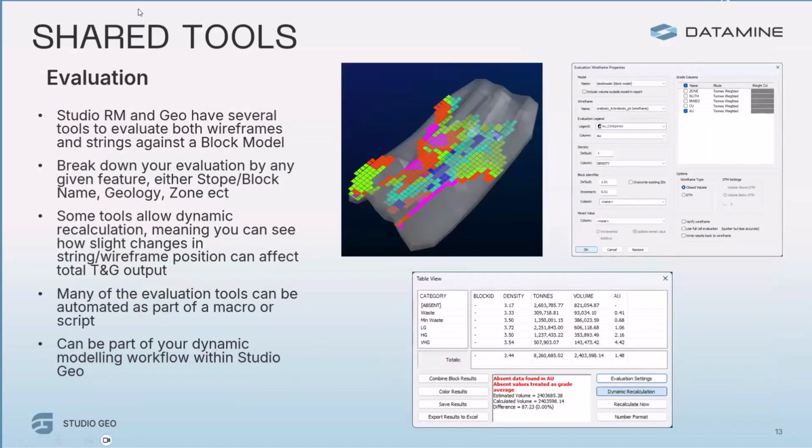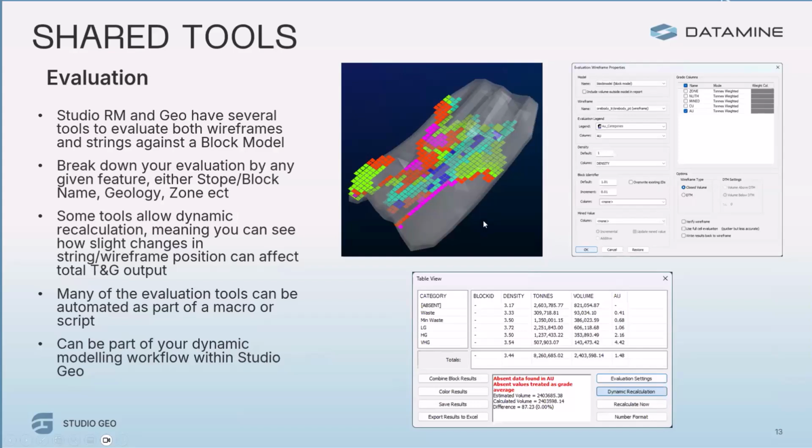So next tools are the evaluation. We have several tools that allow us to compare a wireframe against a block model and get our tons and grade. This is just using our regular wireframe dynamic evaluate tool here. This is probably the most used one. We do have all the other tools in Studio Geo, so stuff like TonGrad or PitMod are in Studio Geo.